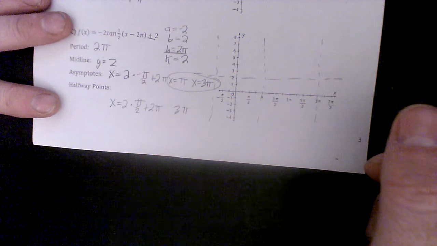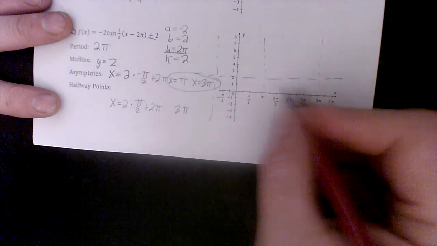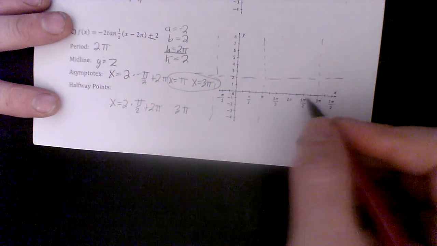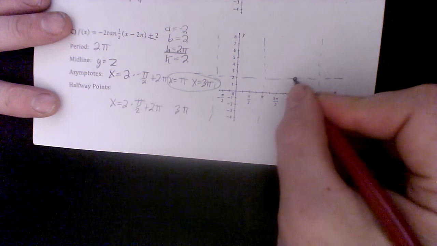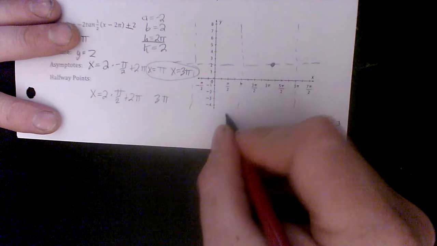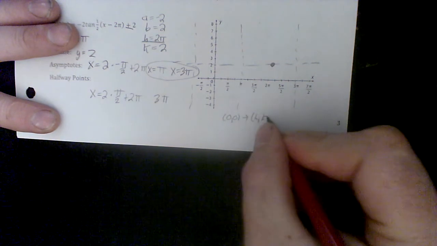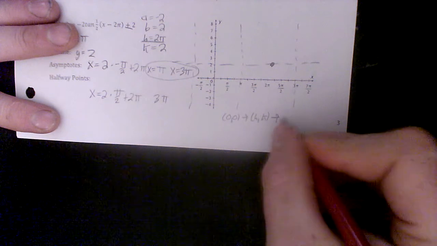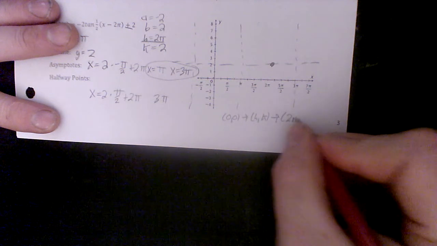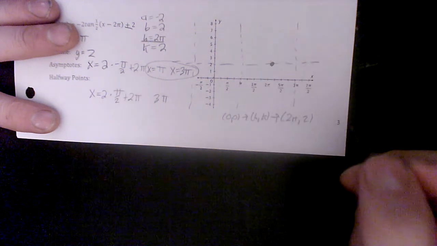Halfway points. So let's go ahead and mark a halfway point. Somewhere in here, right? In fact, I can tell you where it's going to be. Right in the middle here, there's going to be a point. And you get that one from moving 0, 0 over. So the original graph goes through right here. 0, 0 turns into H, K. And H, K is 2 pi and 2, which gives us 1 point.